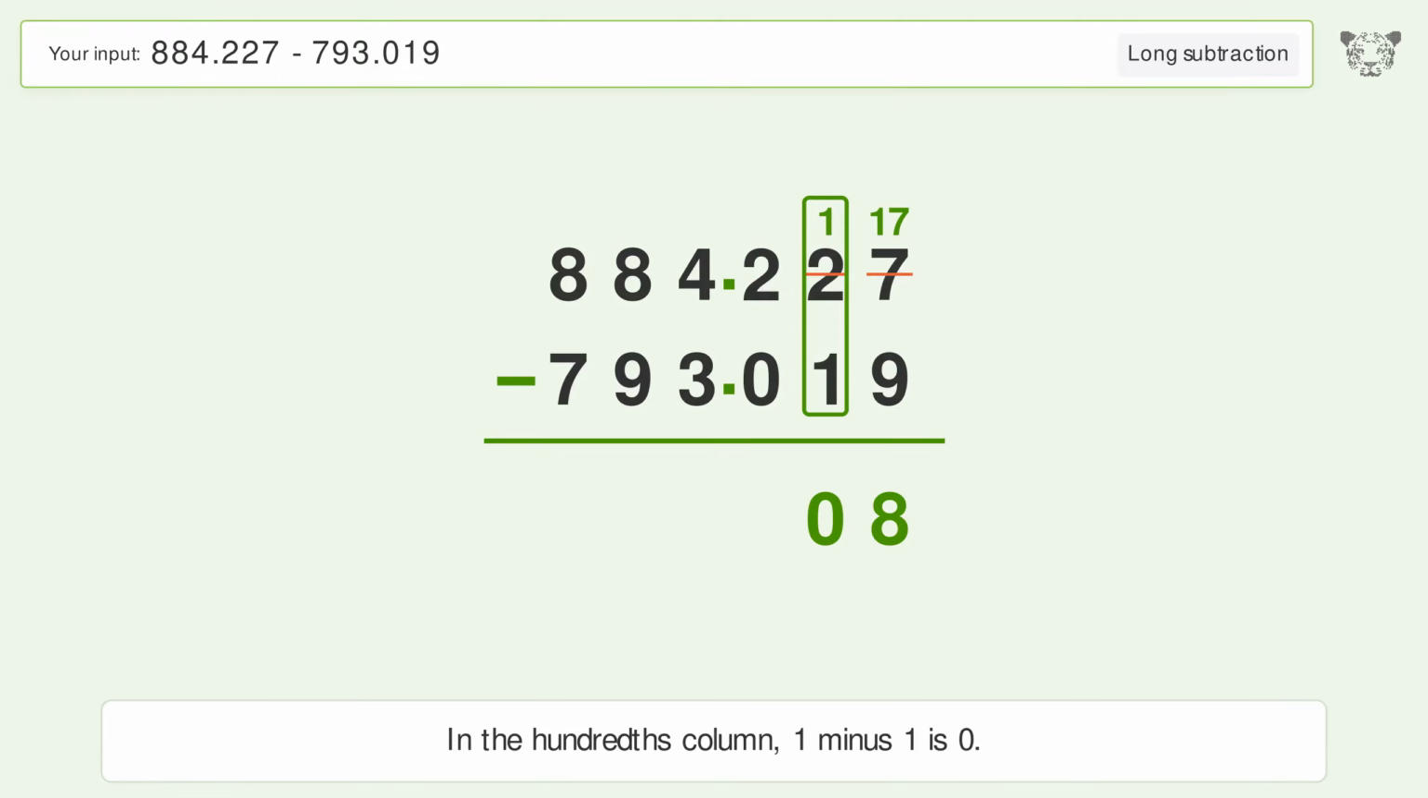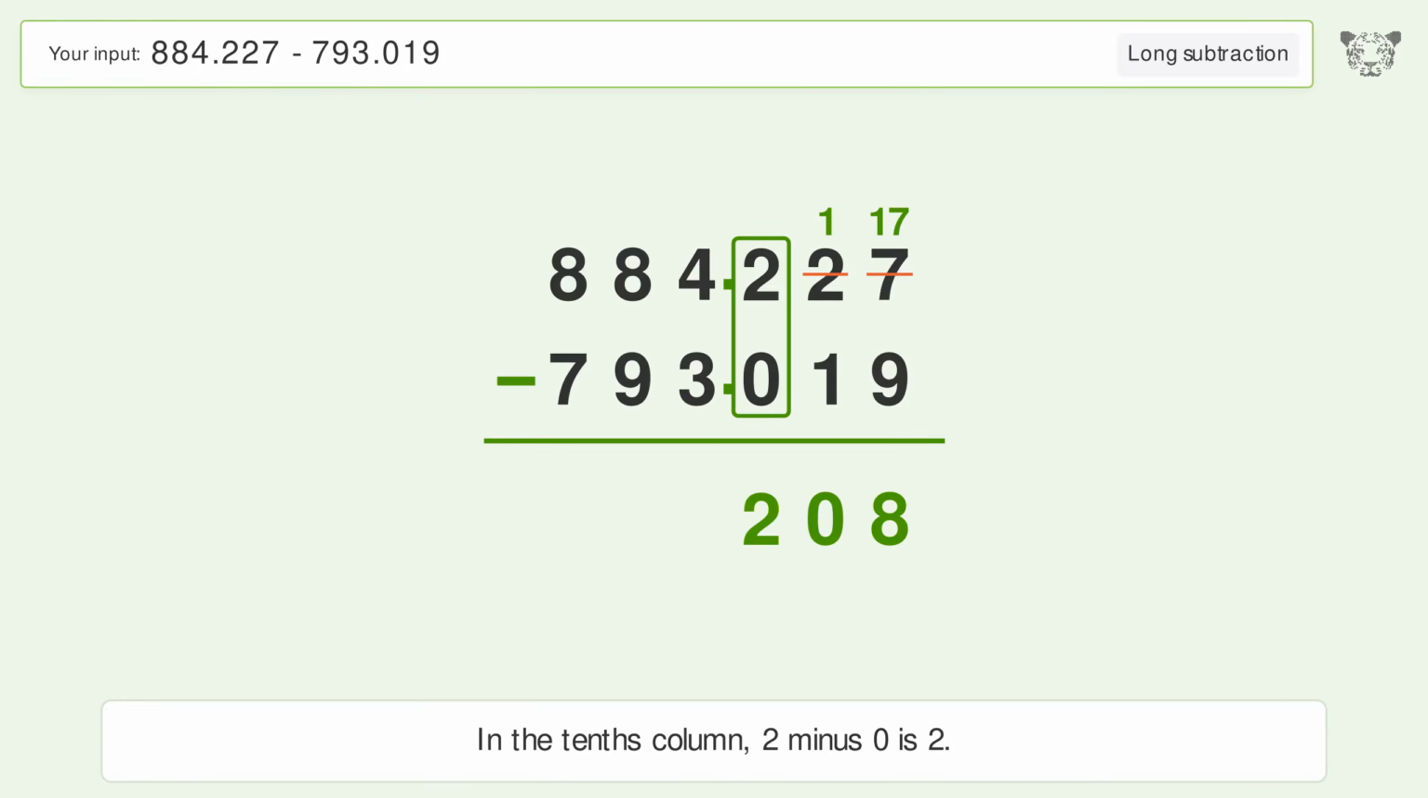In the hundredths column, 1 minus 1 is 0. In the tenths column, 2 minus 0 is 2. In the ones column, 4 minus 3 is 1.